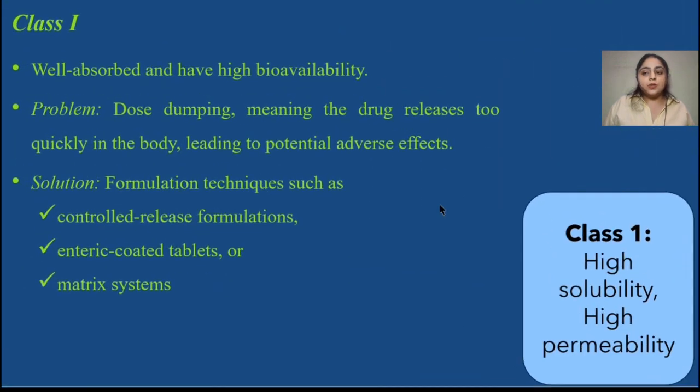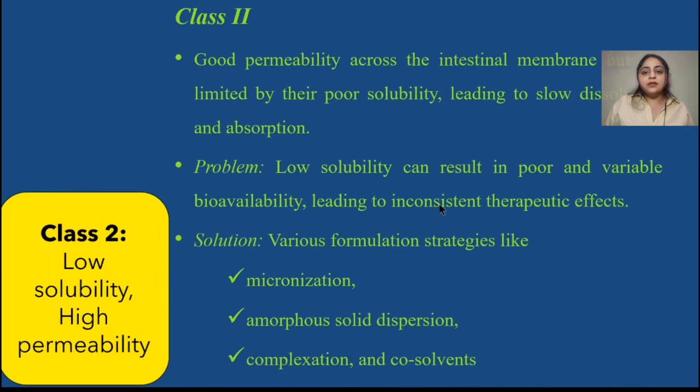So, what is class 1? These drugs are well absorbed and have very high bioavailability, but they have a problem of dose dumping. It can be solved by using techniques like controlled release formulations, enteric coated tablets, and matrix formulations. Second is class 2 drugs, which have good permeability, but are limited by poor solubility. This can be tackled by using micronization, amorphous solid dispersion, and complexations.